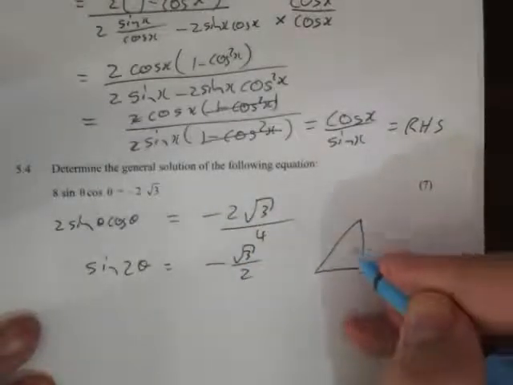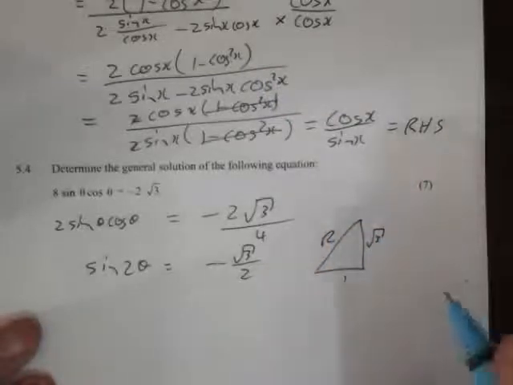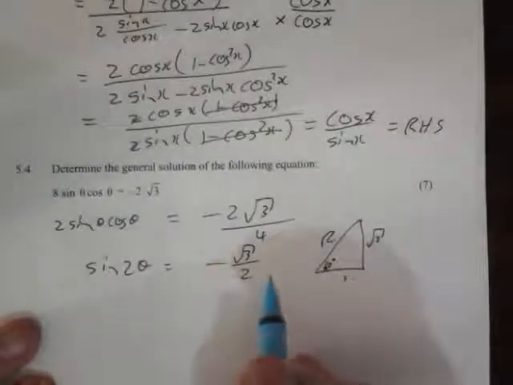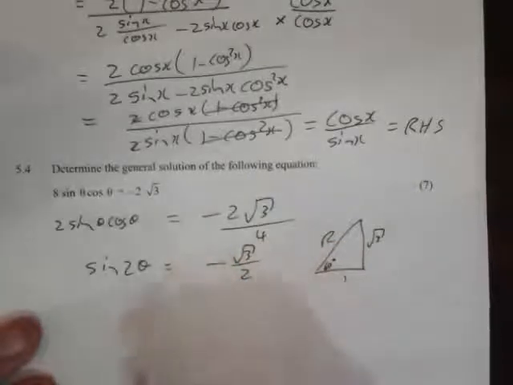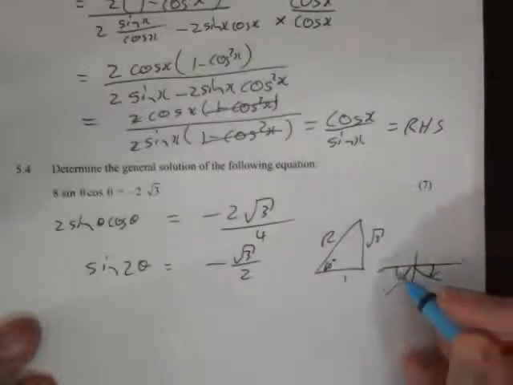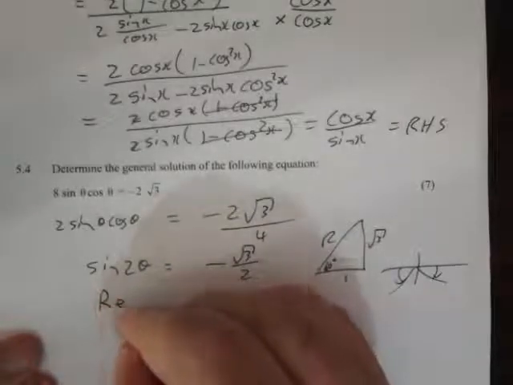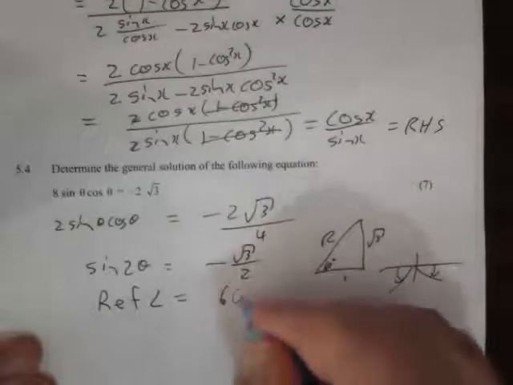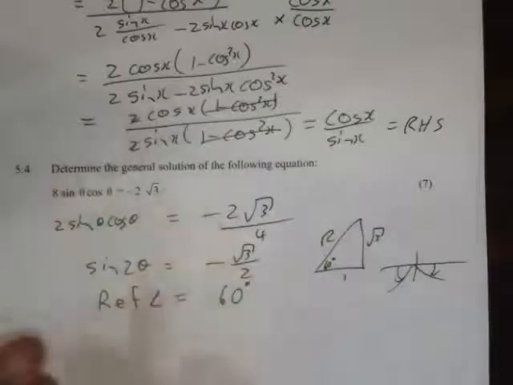So that should remind you of the special triangle, which is 60 degrees. And because of the negative, it will be lying in the third and fourth quadrants. So third and fourth quadrants. Okay. So we'll get our reference angle, which will be 60 degrees. We can use the calculator as well, ignoring the negative.